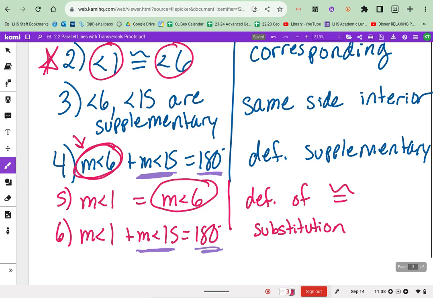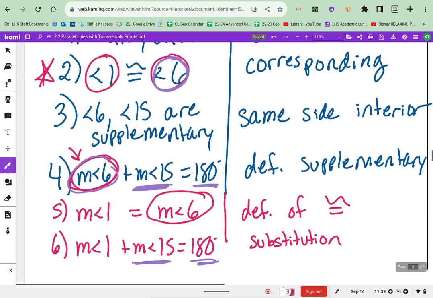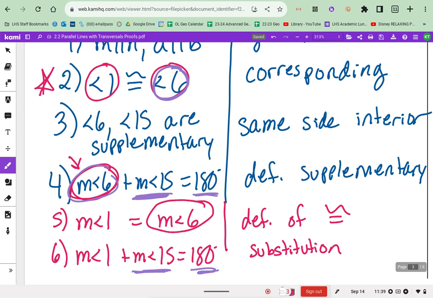Can't you do the substitution before you do the definition? Good question. She asked, can we do the substitution step without step number 5? We actually can't, because on step 2, we only had the actual angle shape, and on step 4, we had the angle measure. Before you do transitive or substitution, they both have to have the measure of an angle, or they both have to be the actual angles that are congruent. We can't mix and match congruents and equals. They have to be all equal or all congruent.